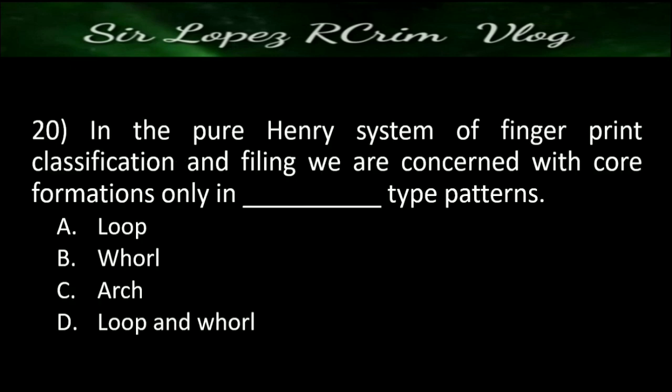20. In the pure Henry system of fingerprint classification and filing, we are concerned with core formation only in blank type patterns. Letter A, loop. Letter B, whorl. Letter C, arc. Or letter D, loop and whorl.